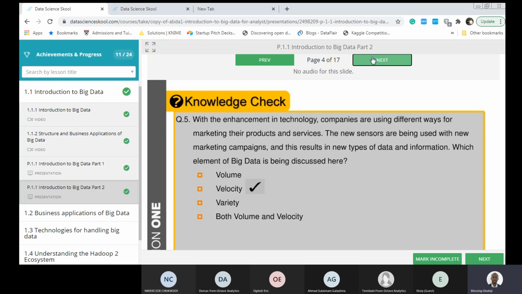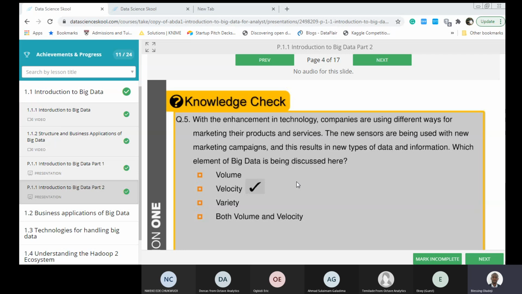So with sensors, of course, you get different varieties of data, and you get different types of information from these sensors or marketing campaigns that are thrown out there. So if you have any question, please feel free to ask me. If you have any comment, or need some clarification, I'll be glad to help.